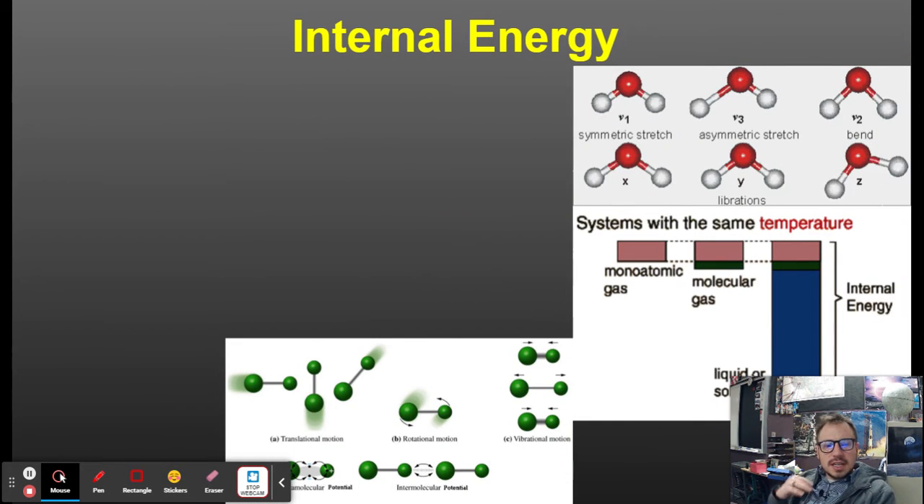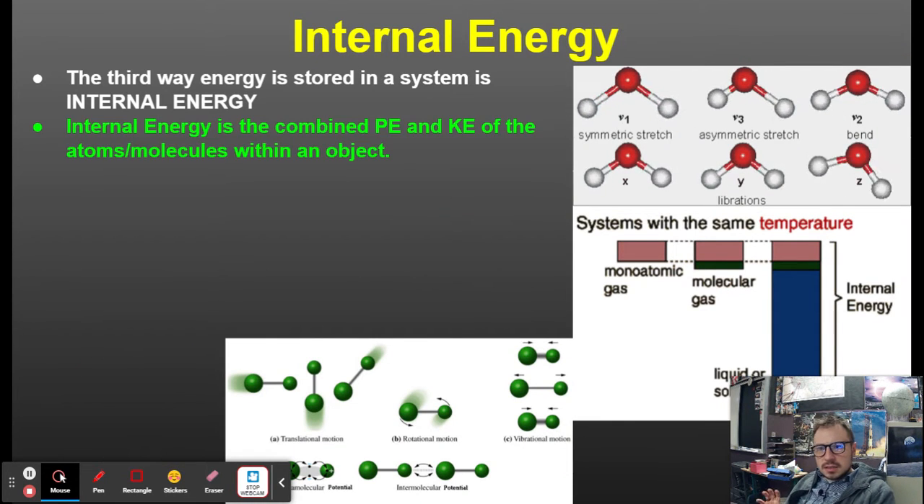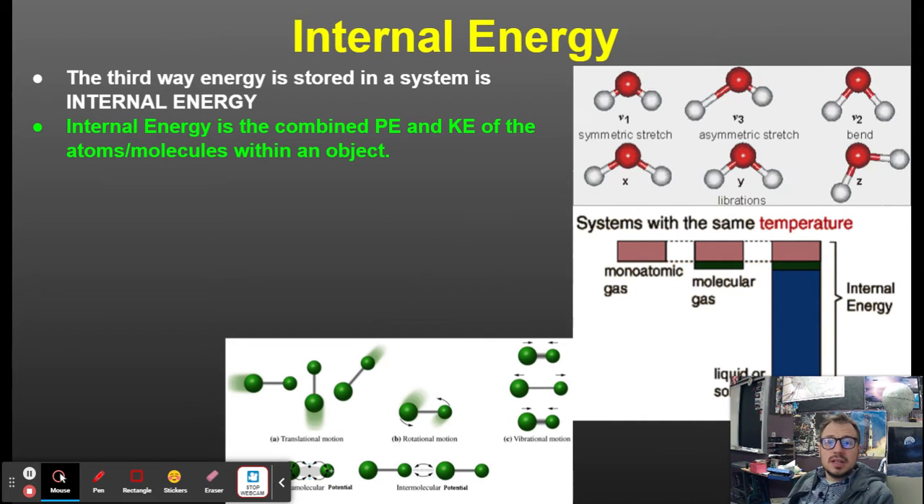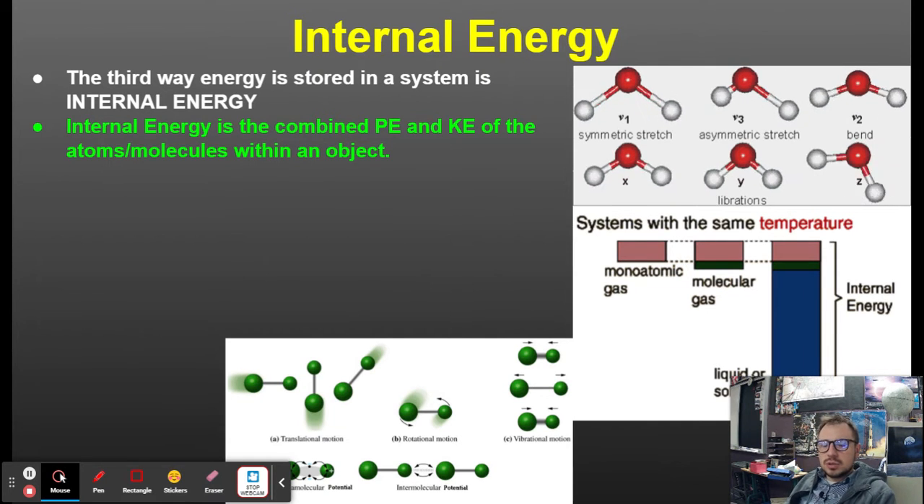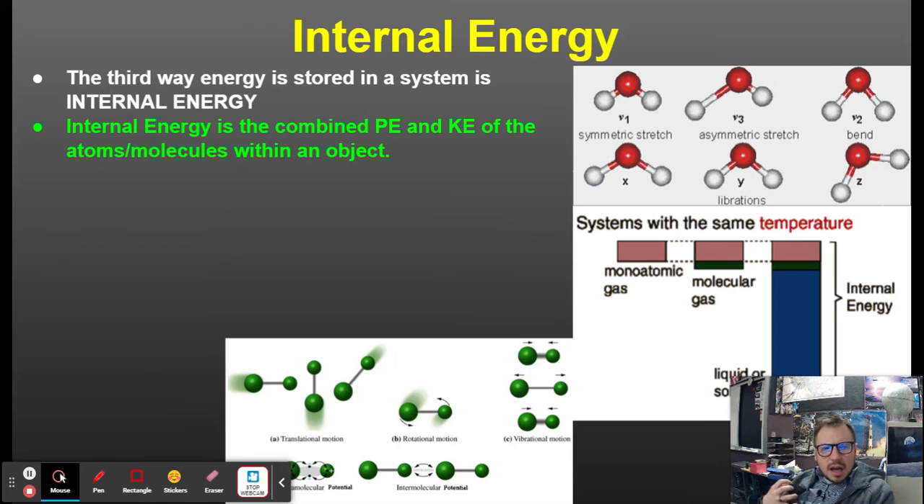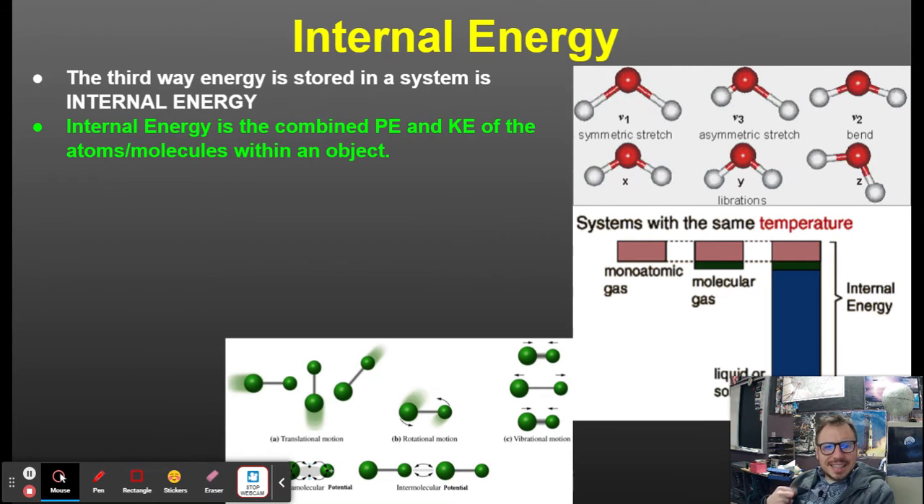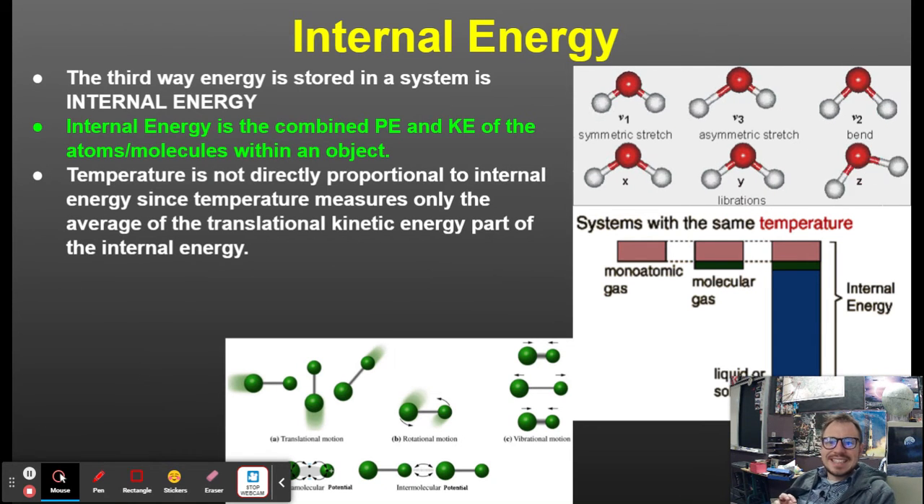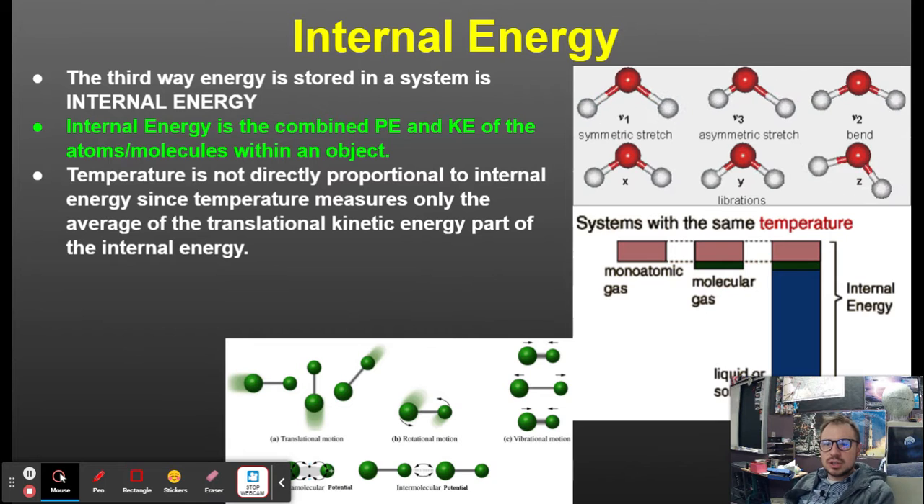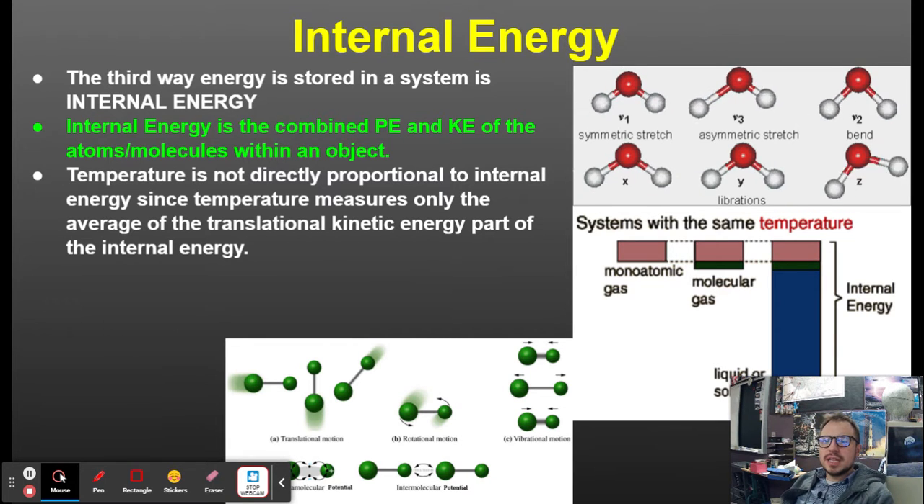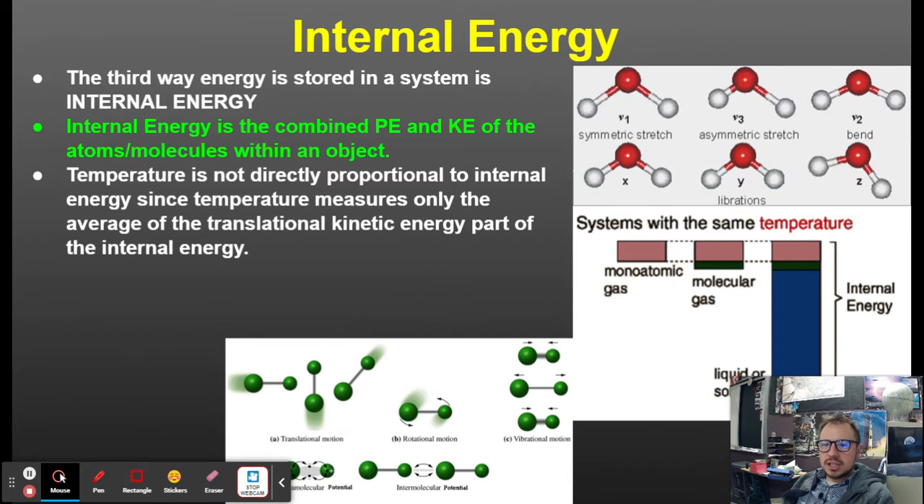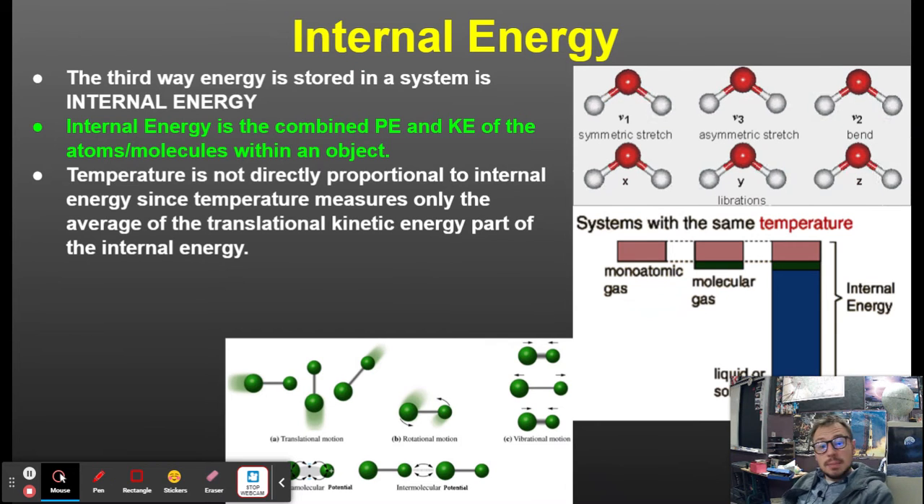Well, this is internal energy. So internal energy is the combined potential and kinetic energy of the atoms and molecules within an object. So it's like how much energy can that substance store? So temperature is not directly proportional to internal energy, since temperature measures only the average of translational kinetic energy part of internal energy. So temperature is kind of a part of internal energy.